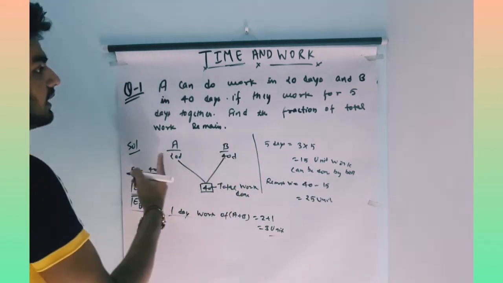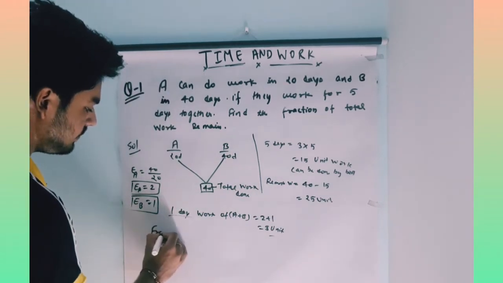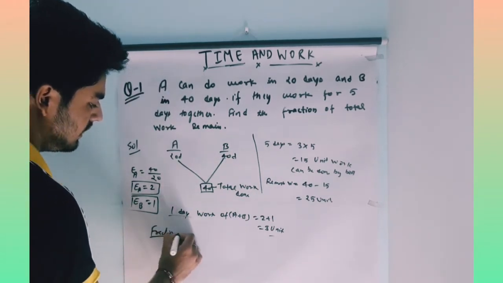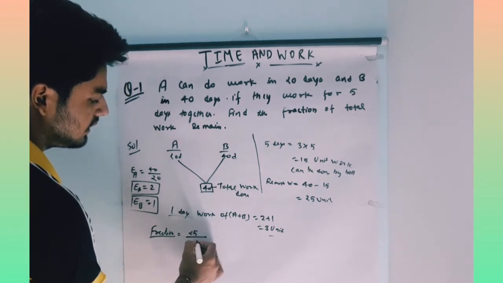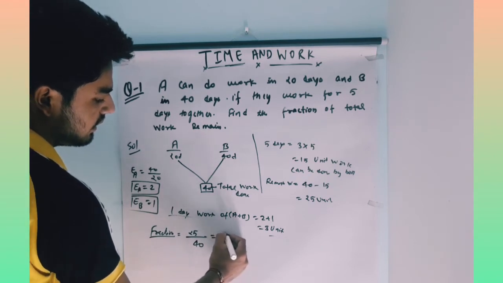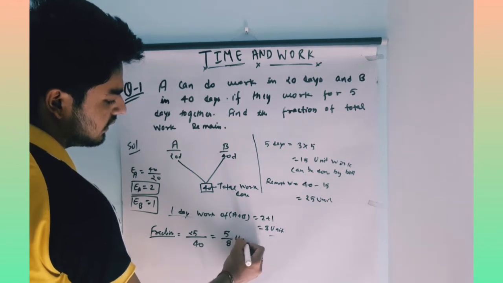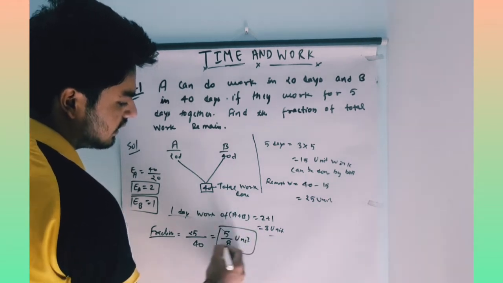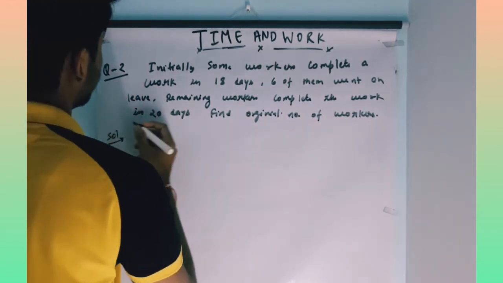Now we have to calculate the fraction of total work remaining. So the fraction is the remaining unit, 25 unit, and the total is 40 unit. Divided by 5, we get 5 divided by 8. So 5 by 8.